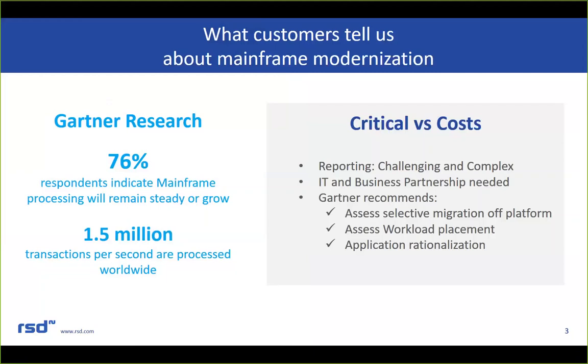Gartner also makes some recommendations about the mainframe. First of all, they recommend assessing applications for selective migration off the platform. This is directly related to cost control. Also, assess workload placement to gain efficiency and optimization, again, related to cost. And then finally, conduct an application rationalization initiative for modernization and use the savings to fund digital initiatives across IT and across the business. Question is, how do you make these important decisions? What data and information are available?